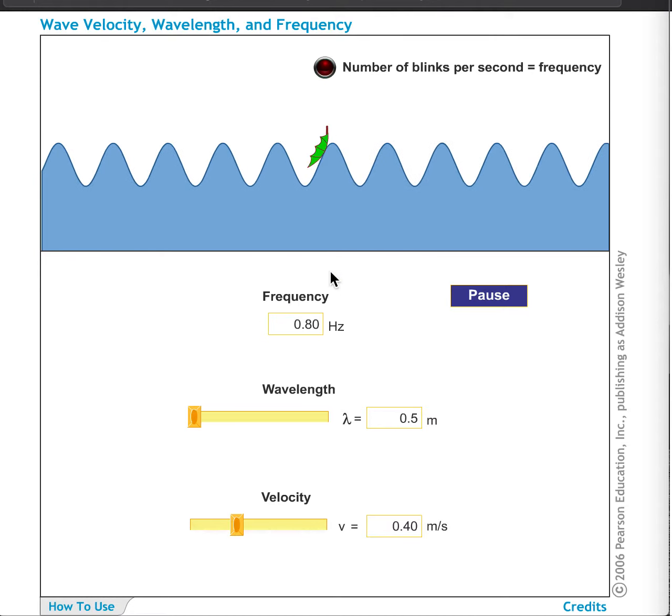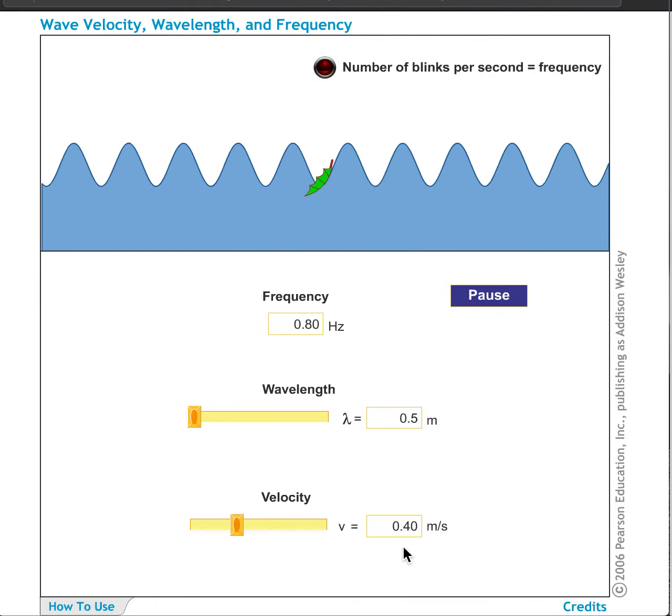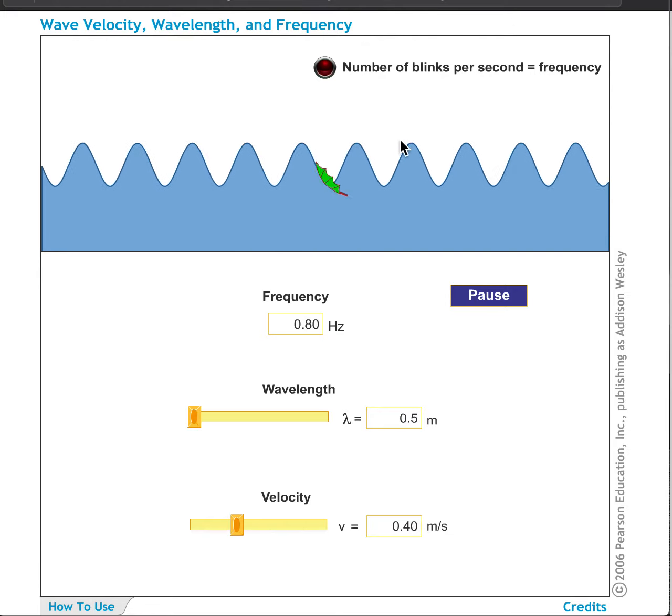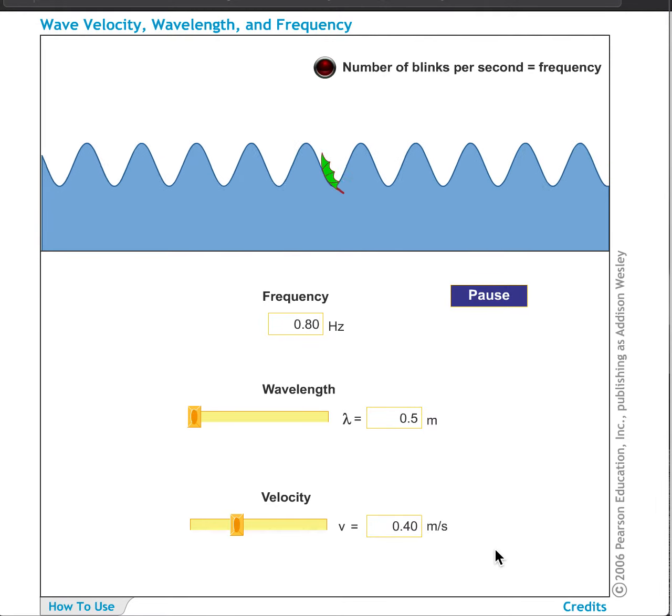We have in the simulation, I'm going to pause this for now, the frequency that's listed here, and then we can adjust the wavelength of the wave and the velocity of the wave. So we're going to start by adjusting the velocity. I'm going to go ahead and hit play, and the velocity of this wave is 0.4 meters per second. And we want to keep the wavelength fixed, which is the distance between successive crests or successive troughs.